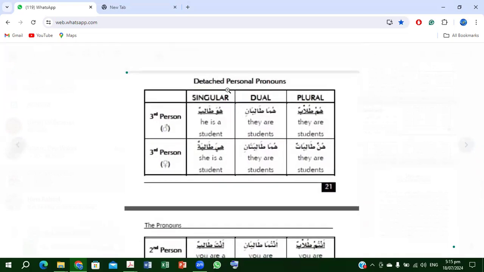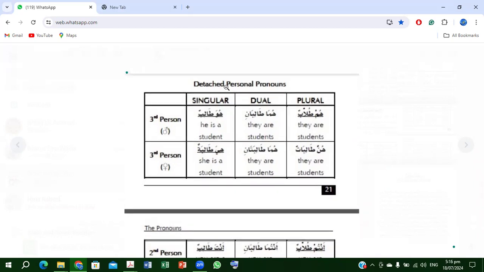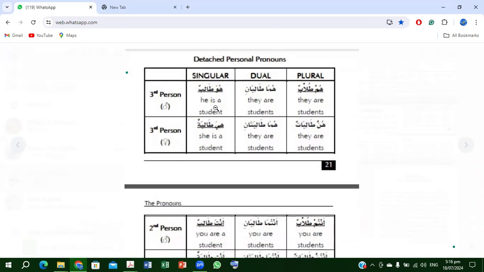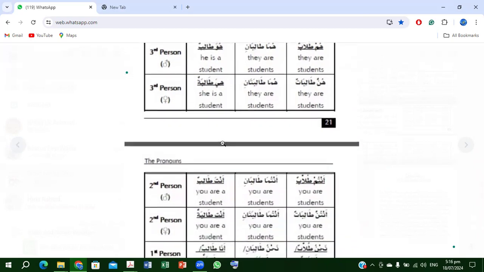Detached personal pronouns. Yeah. So when we talk about pronouns, there are two types of pronouns. One is detached and the other is definitely opposite to it. What could it be? Attached. Okay. From the name we can easily make out: detached means they don't join with any noun or anything. They come separately. And they are personal pronouns. Then we have to remember this table.